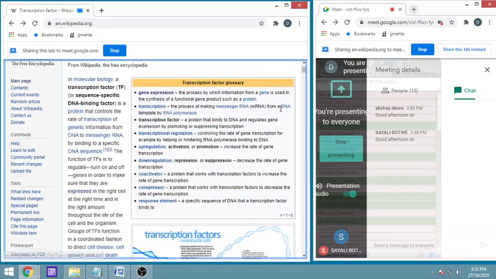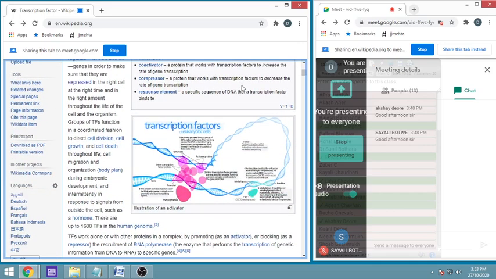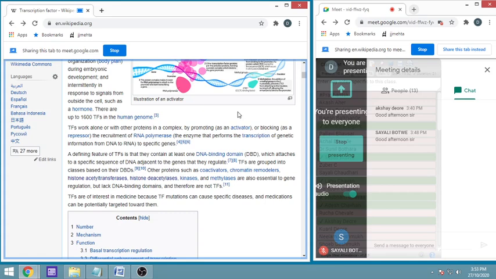So these are various terms which are used. This is the glossary, or the usually used terms. Now there are a variety of transcription factors which play an important role in many places because they act in a very coordinated fashion. They are involved in cell division, cell growth, cell death, throughout life, cell migration, and various activities. Therefore these transcription factors are important.